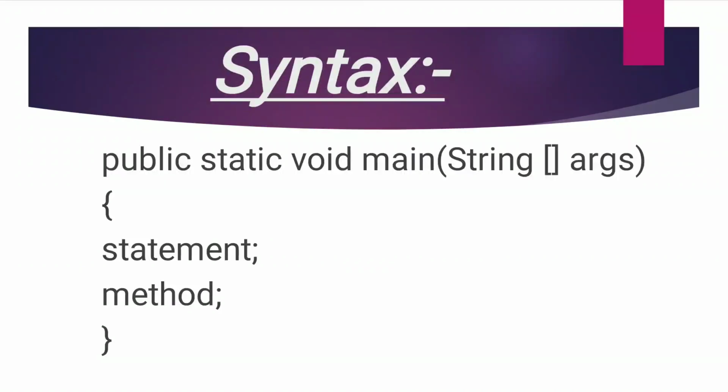Let's see its syntax. Public is the access specifier, meaning it can be accessed from anywhere. Static means access modifier, meaning we can call this method directly using the class name without creating an object of it. Void is the return type. Main is the method name. String args accepts only string type arguments and stores them in a string array.